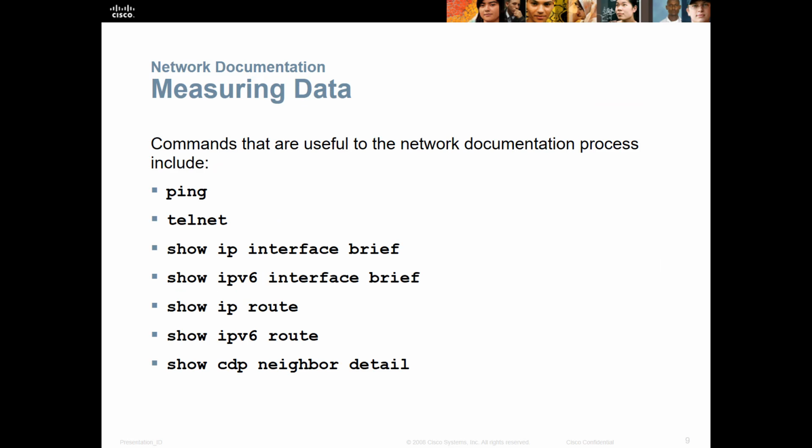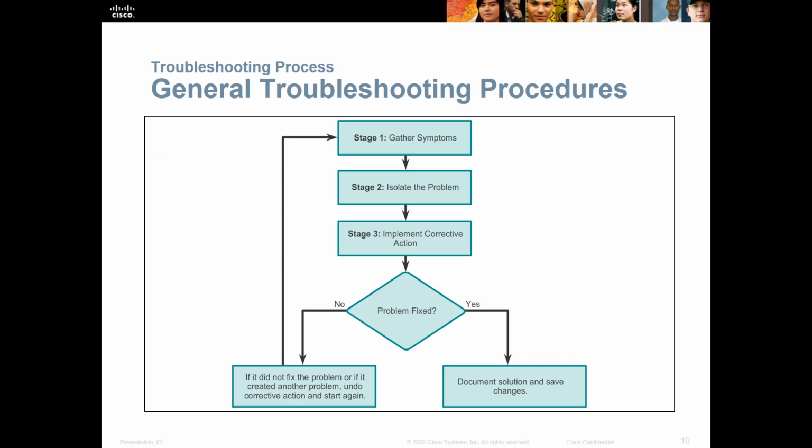So how do we measure data? And I don't agree with this, but this is how they present it. Commands that are useful for the documentation portion, separate from measuring data. Keep in mind, you're doing this from the network device. Ping, telnet, the different show interface commands, show route commands, and the neighbor details. I don't know what they have to do with measuring data, but these are the ones that we look at for documentation purposes.